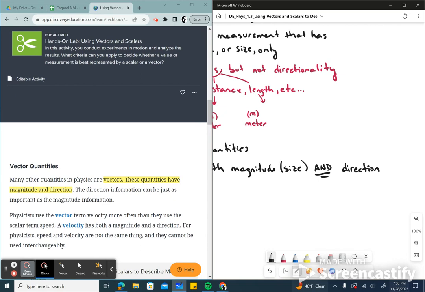Physicists use the vector term velocity more often than they use the scalar term speed. We've already talked about this. Speed is just how fast something is moving, and a vector is to say that you're not only going 80 miles per hour, but you're going 80 miles per hour north or south.